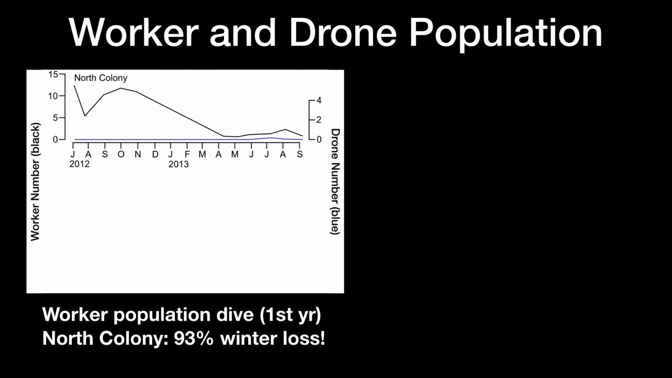So here we've got the North Colony, and over here on this axis, we're looking at the population, the number of workers and the number of drones. The number of workers will be in black, and the number of drones will be in blue.